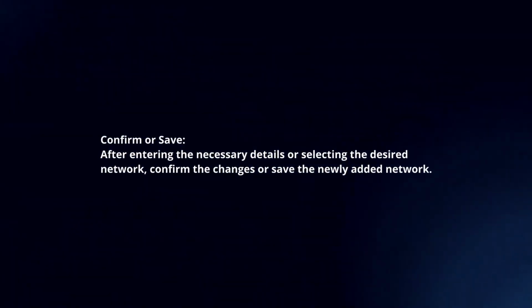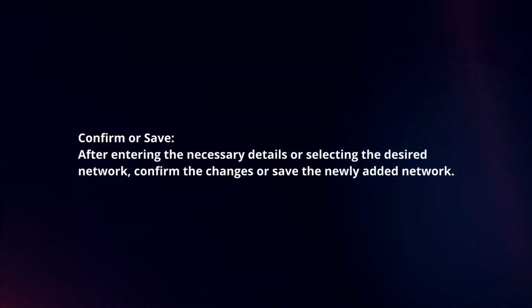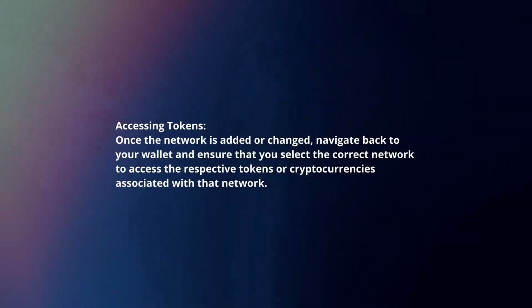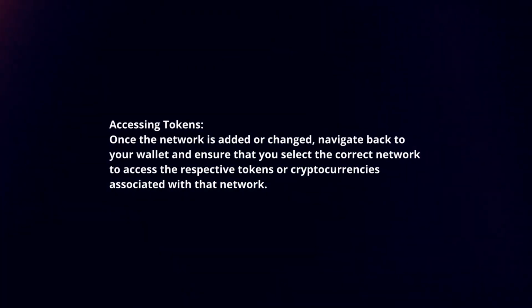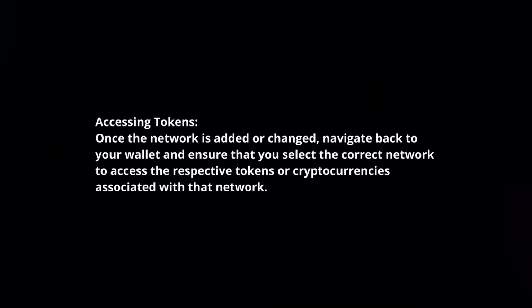Confirm or save. After entering the necessary details or selecting the desired network, confirm the changes or save the newly added network. Accessing tokens. Once the network is added or changed, navigate back to your wallet and ensure that you select the correct network to access the respective tokens or cryptocurrencies associated with that network.